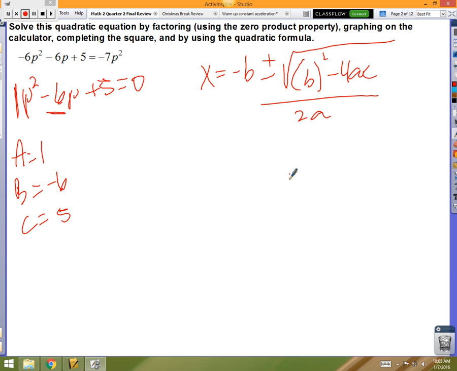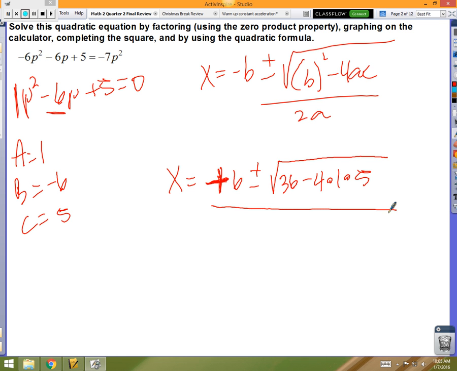So now you just plug them in. And because my answers are integers, that means this square root should be nice, should be a perfect square. So x equals a negative b, and b is already negative, so that's actually positive, plus or minus the square root of b squared. So negative 6 times a negative 6, that's going to be positive 36, minus 4 times a times c, all divided by 2 times a.